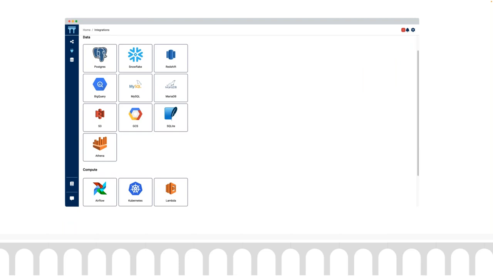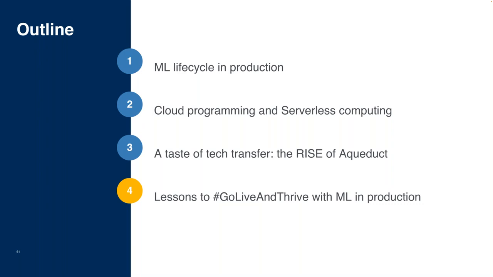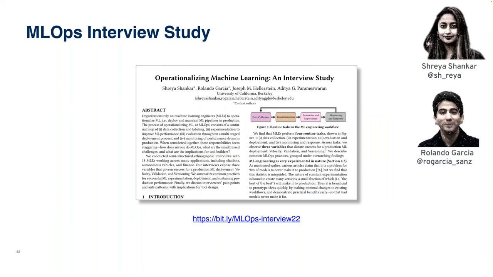Okay, I want to close the talk with some of the lessons about doing machine learning in production that we learned from users. So Shreya and Rolando get the credit for this work. Shreya is a very visible person on Twitter in the machine learning ops space. She has years of experience in the field before she became a PhD student. I encourage you to follow her. Rolando also has experience in the field as well as being a PhD student.